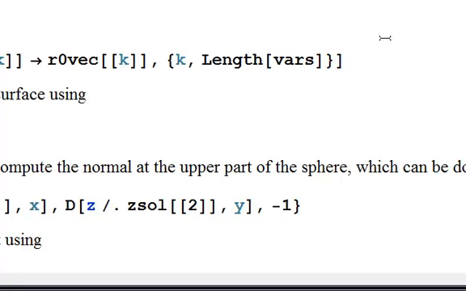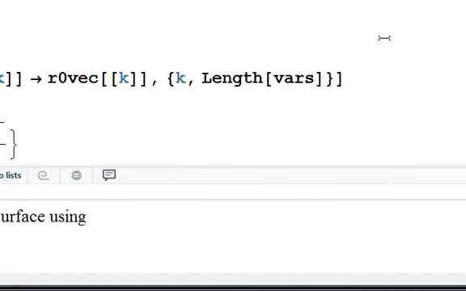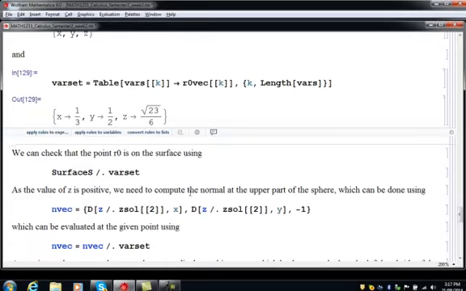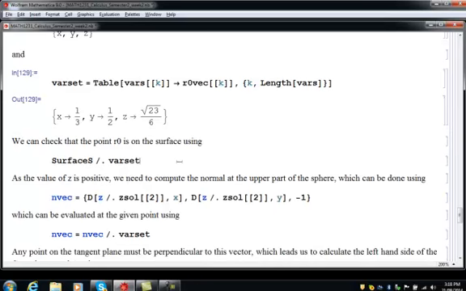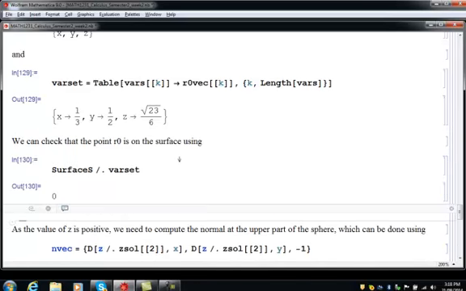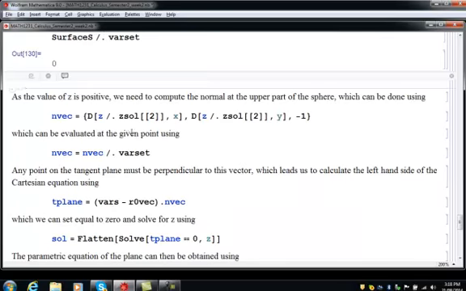So what does that give us? Well, that gives us this, which sets x to a third, y to a half, and z to this value here. Well, we better check that the point r0 is on the surface, and we do that by replacing the values of x, y, and z by these values here, and the result should be 0. And it is. So this point does lie on the surface.